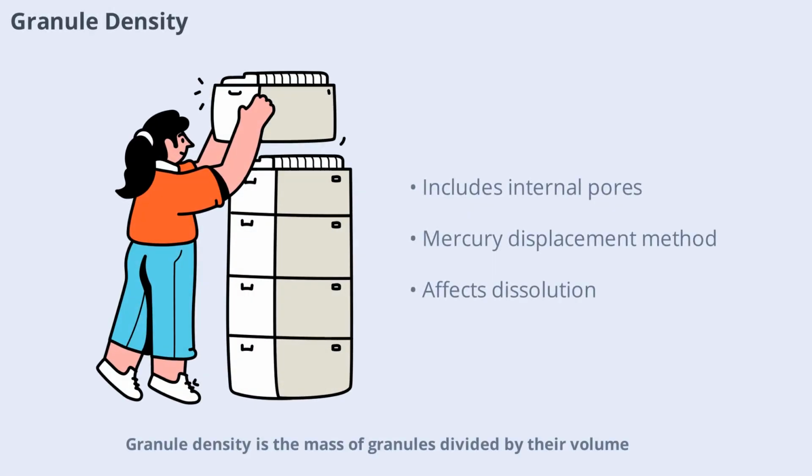Granule density is the mass of granules divided by their volume, excluding intergranular voids but including pores inside the granules. The mercury displacement method is often used to measure this property. Granule density provides insight into the internal structure of granules, which can affect dissolution and compaction behavior.